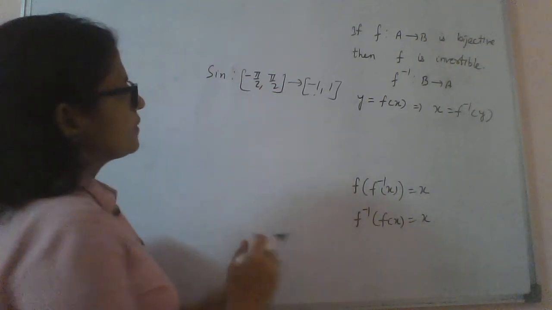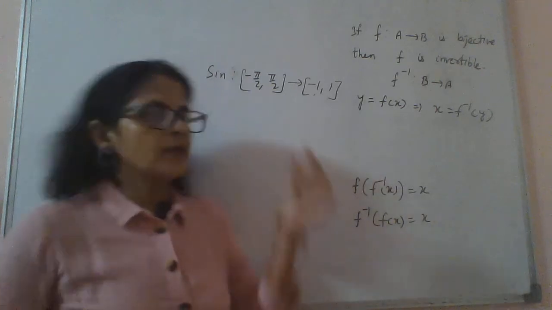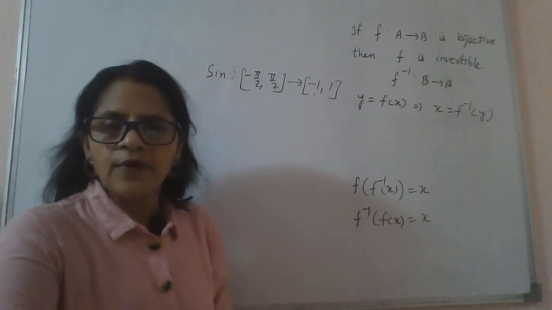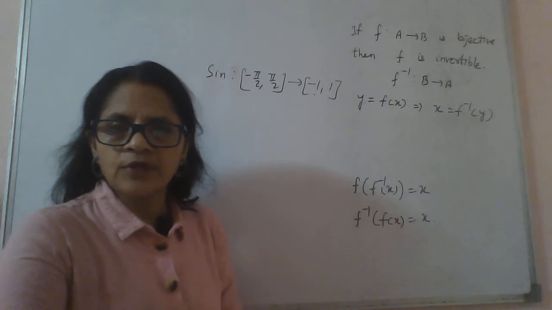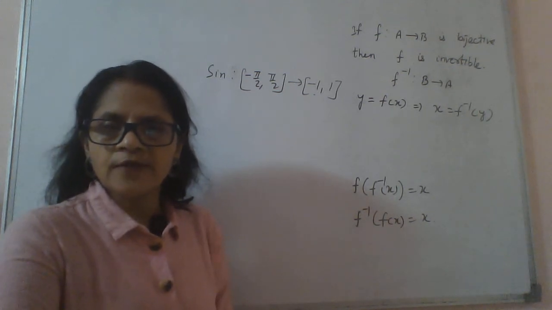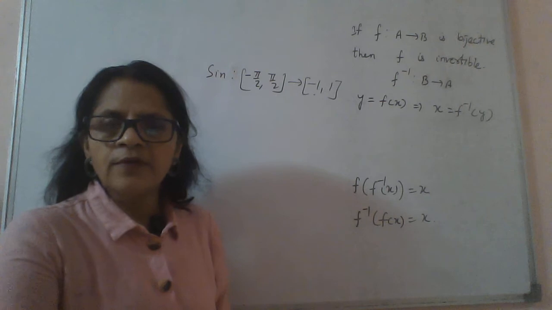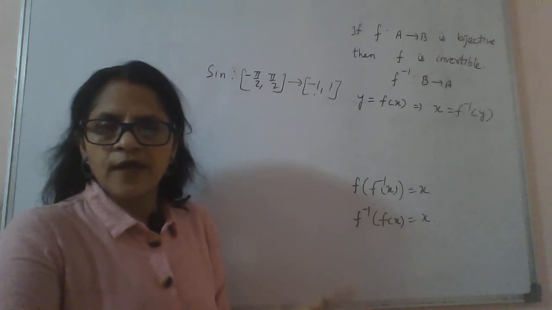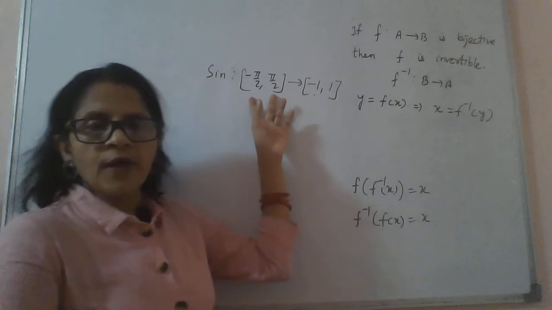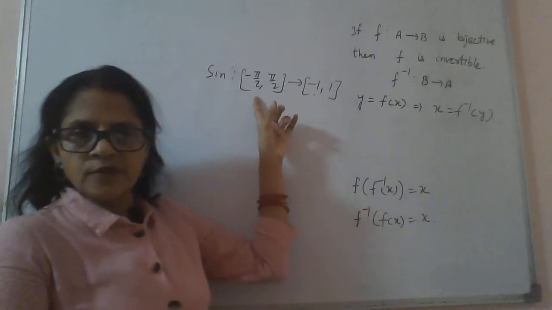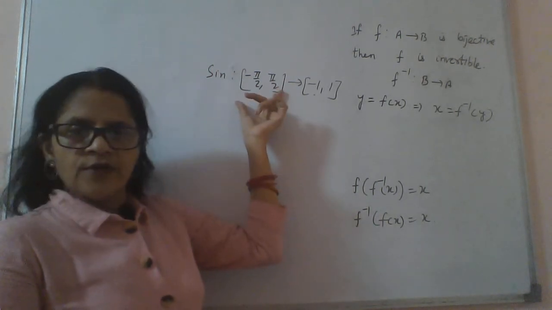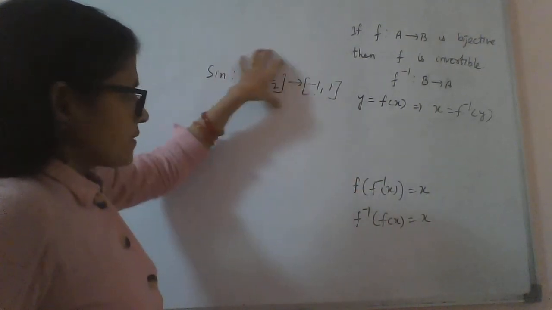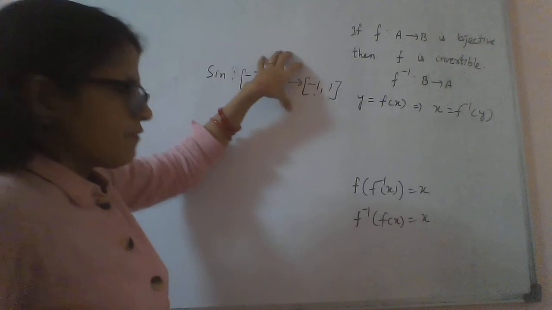Here you see there are many intervals, like you can take minus pi by 2 to pi by 2, or pi by 2 to 3 pi by 2, or minus 3 pi by 2 to minus pi by 2. There are sub-intervals like this, but we consider minus pi by 2 to pi by 2 because this interval is nearer to the origin. Now whenever sine x is like this, this function is invertible.